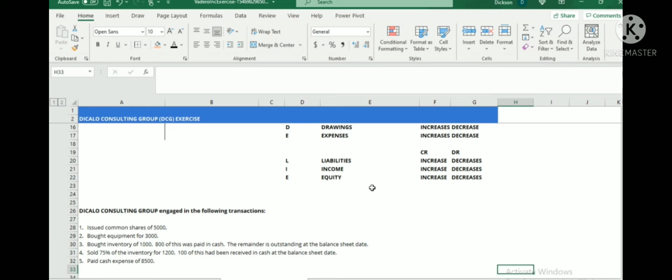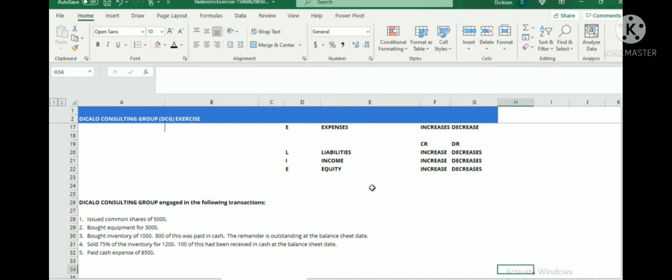Now whenever you realize that a transaction has occurred in the business, as an accountant, you know that that transaction is supposed to give rise to a dual effect, or is going to have an effect on two different ledger accounts. The very first thing that you need to do is to identify the ledger accounts that are involved. For instance, item number 1 here says that Dicalo Consulting Group issued common shares. Common shares is something like what?